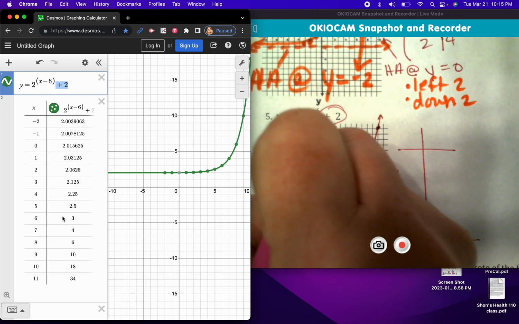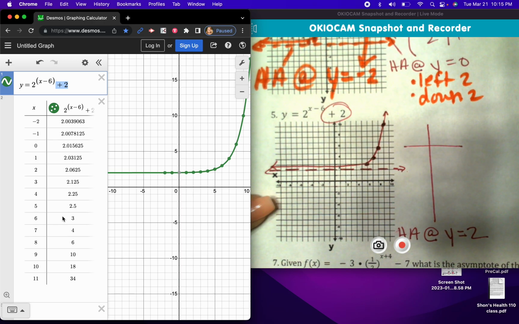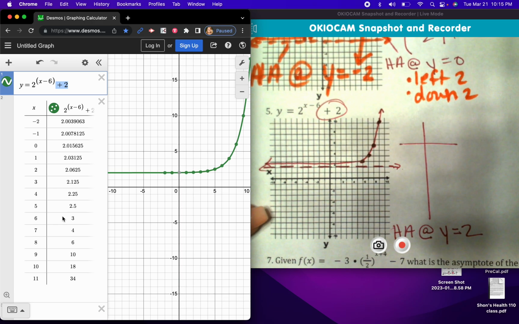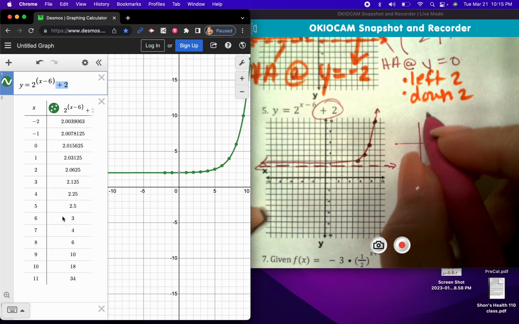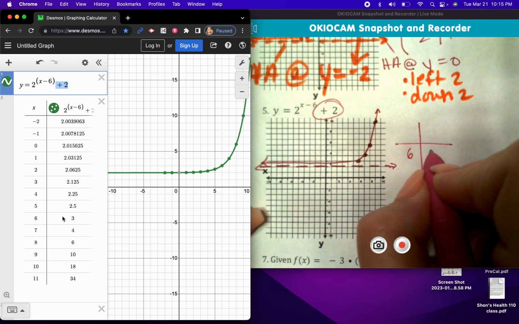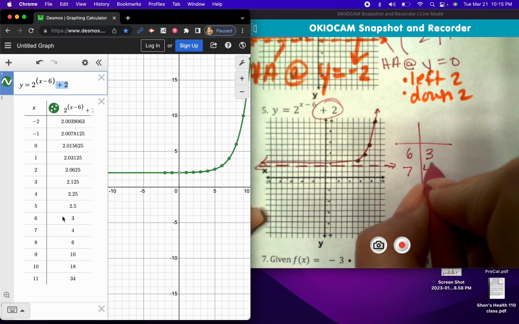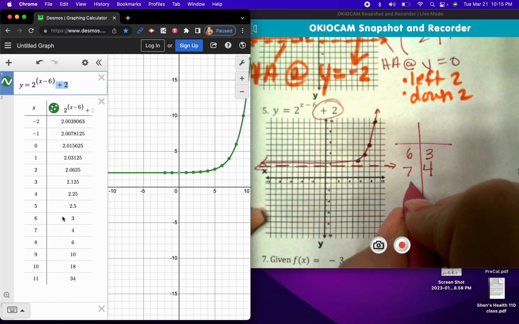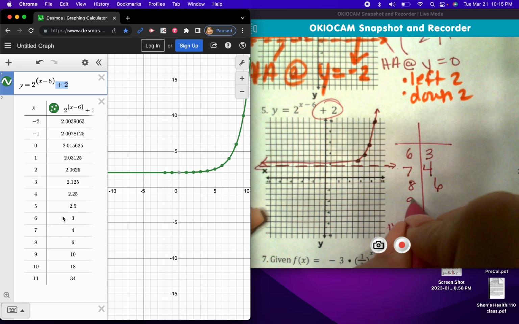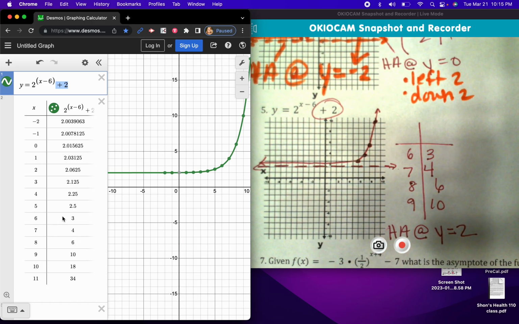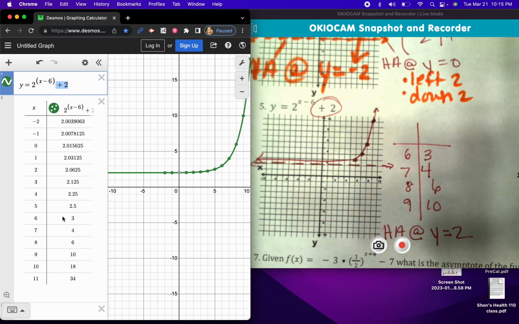Just make sure when you connect, you get closer to that line, but don't go below it. Don't touch it. And then make sure you write those ordered pairs: 6, 3, 7, 4, 8, 6, and 9, 10. All right. I'm not going to take the time to do 4 and 6, so this won't be a long video, but you should practice those, and you can clearly just type them in to Desmos.